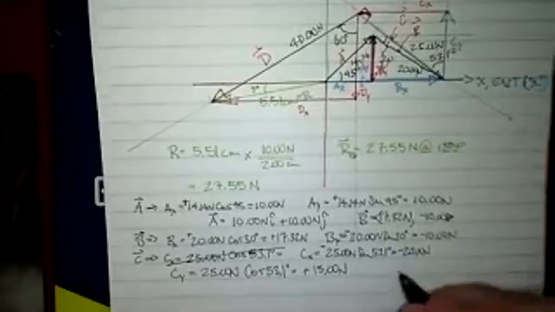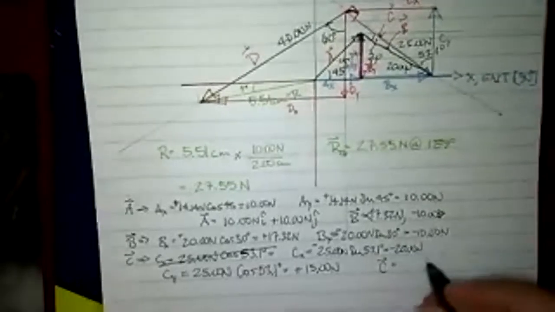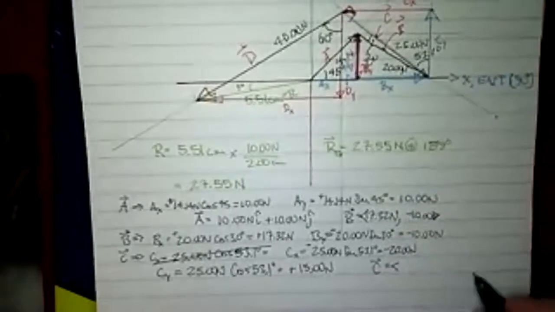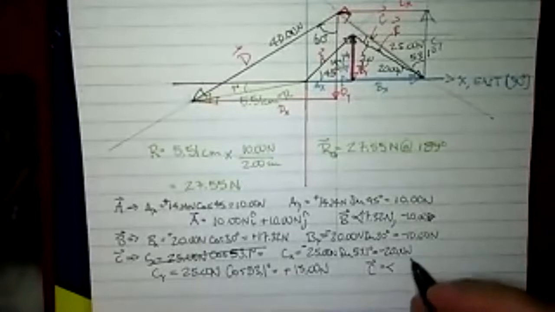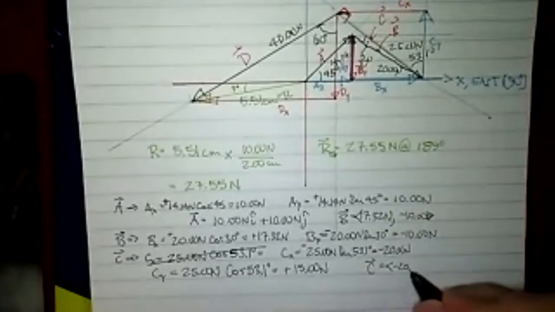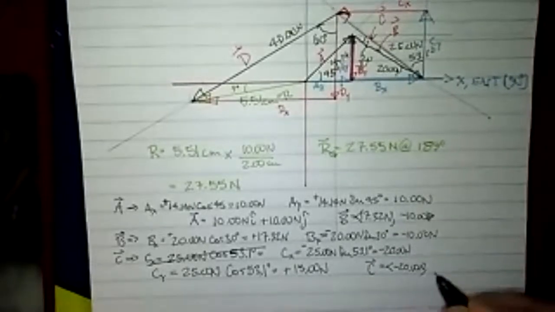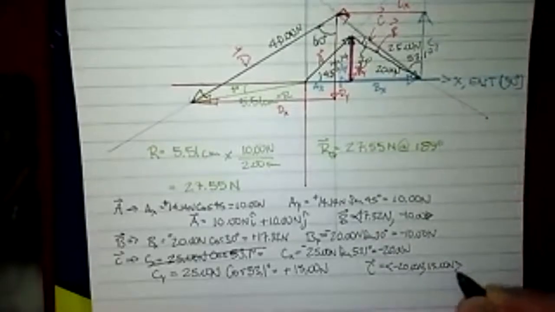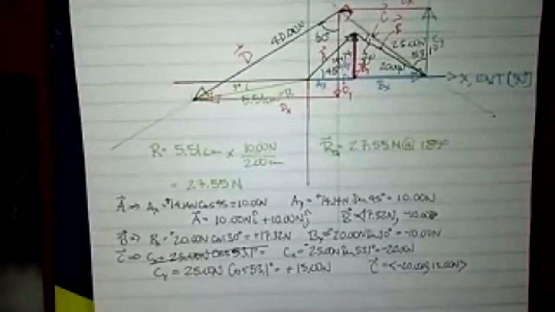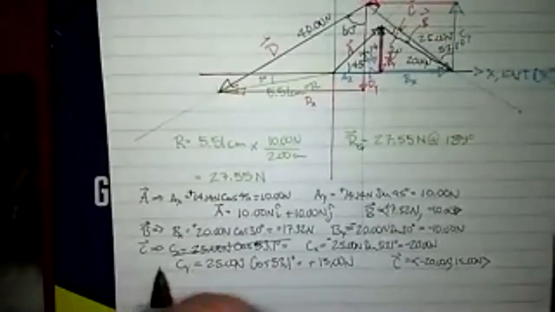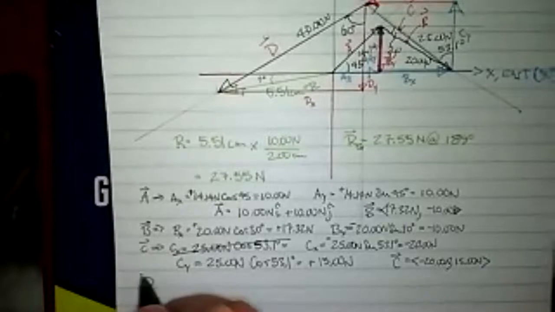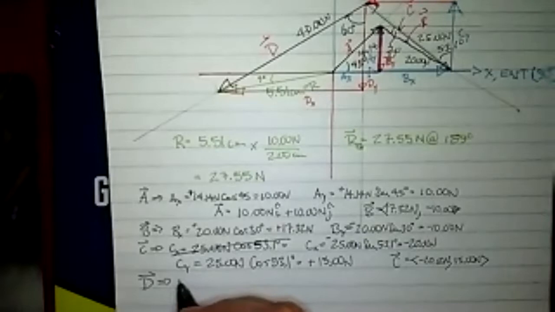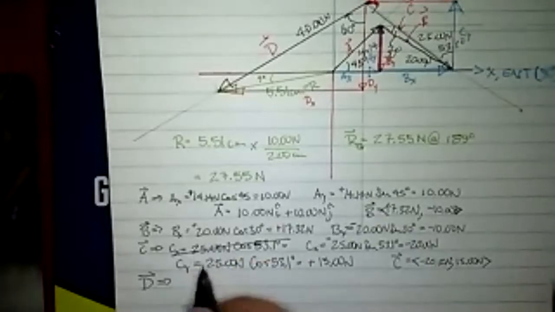So we could say that C is actually equal to, I'm going to do that other notation again since I messed up on the units looking so bad before, negative 20.00 newtons, comma, 15.00 newtons, greater than. So there's my C vector. And now all I have to do is my D vector, and then I can go ahead and add all these components to get the new X and new Y component of R.